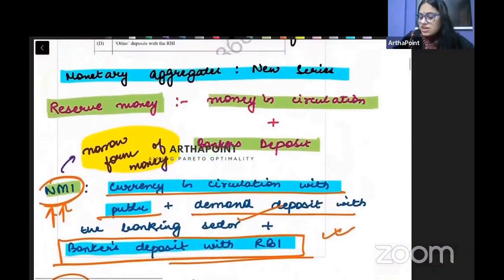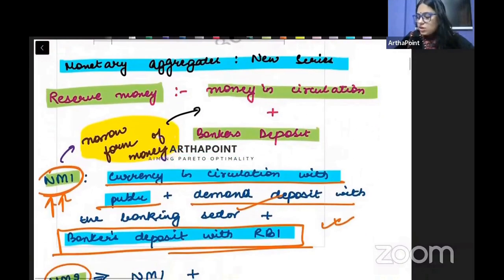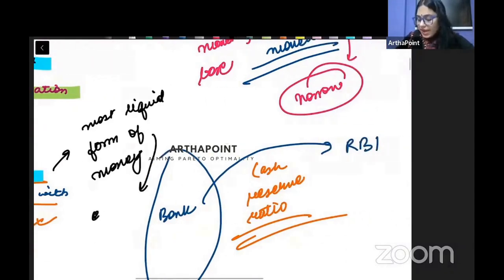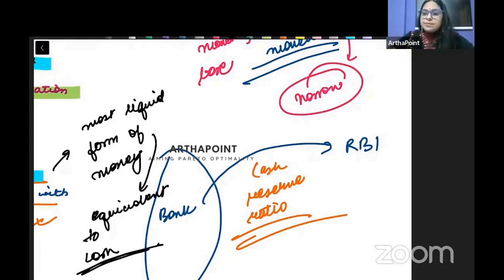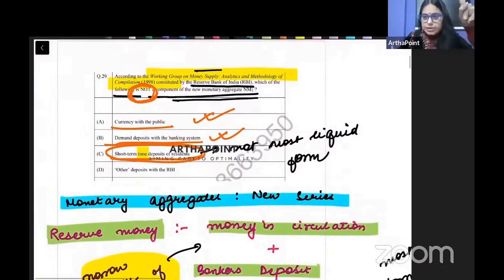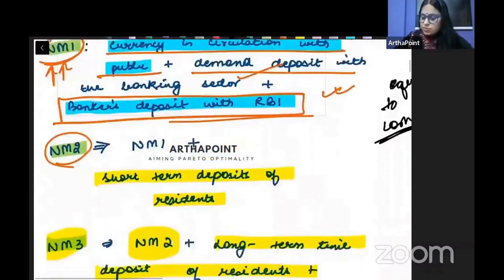और NM1 में most liquid form of money आता है. This only includes most liquid form of money. वो पैसा which is equivalent to cash, जो आराम से कैश के बराबर है, that is called as your most liquid form of money. So that means that beta it does not include time deposits. So this is the right answer. Time deposits are not a part of NM1. Clear हुआ बात? Okay beta, let's come to the next question.